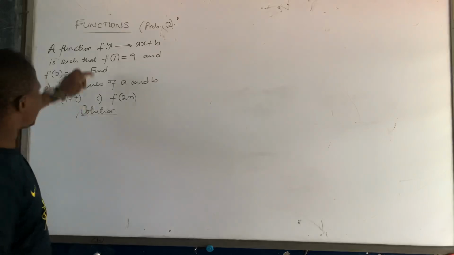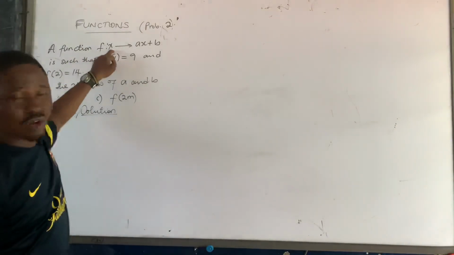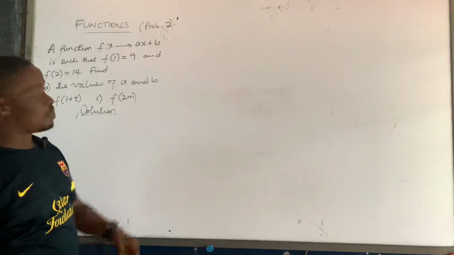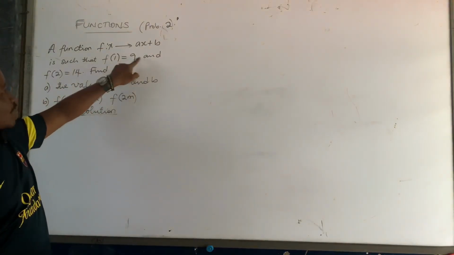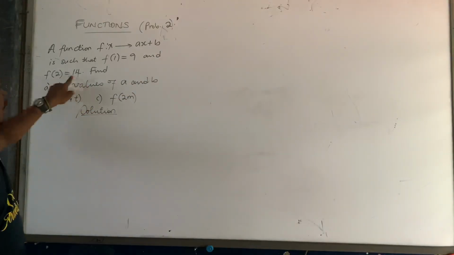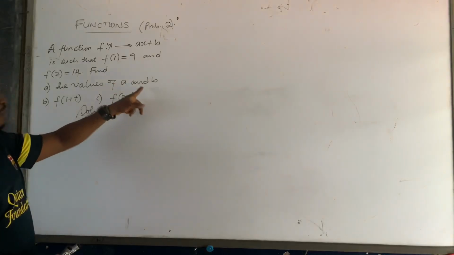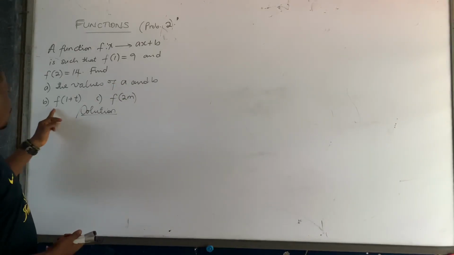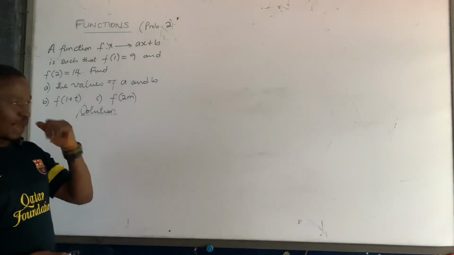A function f of x, where x maps onto ax plus b, is such that f of 1 is equal to 9 and f of 2 is equal to 14. So we want to find the values of a and b. We want to find f of 1 plus t. We want to find f of 2m.